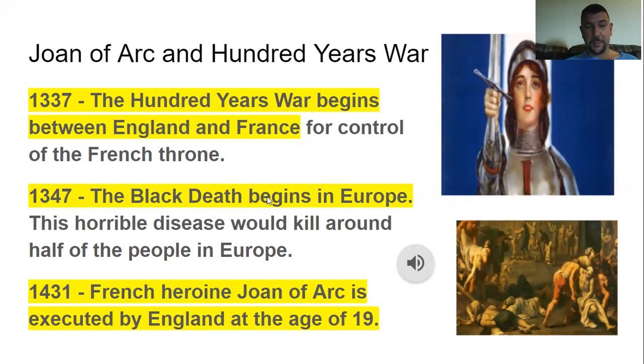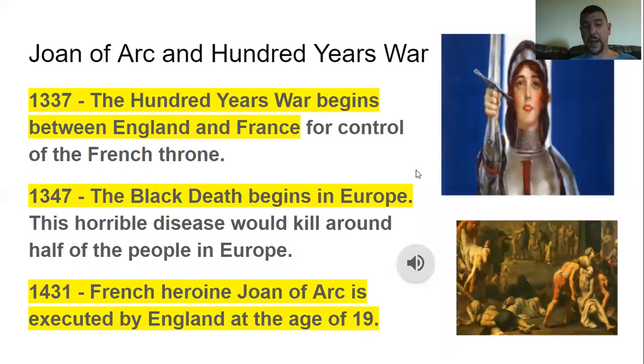I mentioned the Black Death, or the Black Plague, before. We're going to talk about that. It began in Europe, and the horrible disease wiped out half the people, or two thirds of the people in Europe. And then we have Joan of Arc down here, or up here.